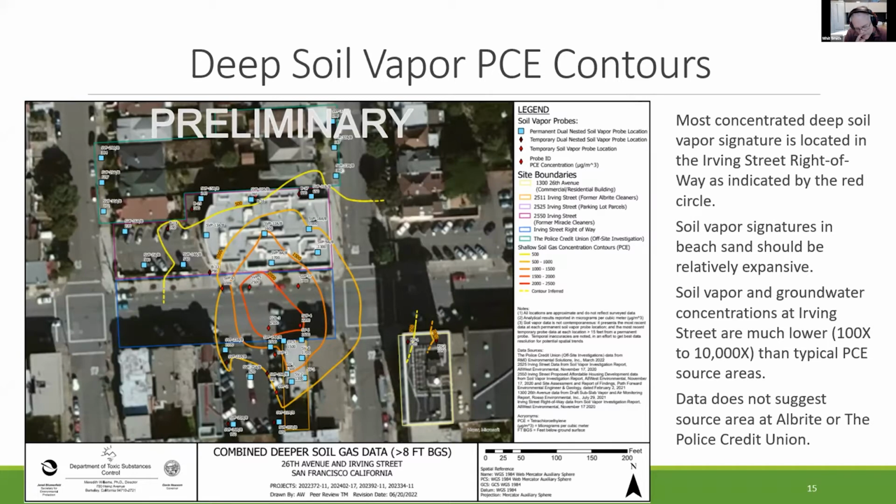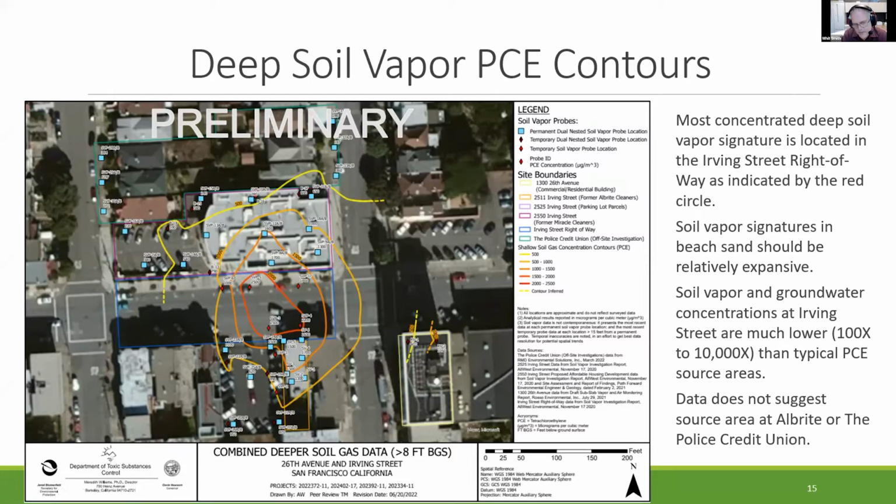So the soil vapor signatures in beach sand should be relatively expansive. A hypothetical historical PCE release would have moved down through the beach sand. It would continue to evaporate in the beach sand, and the evaporated vapor would move by diffusion and by pressure effects from weather change, and would generally move away from the most concentrated area, with declining concentrations as it moves away.